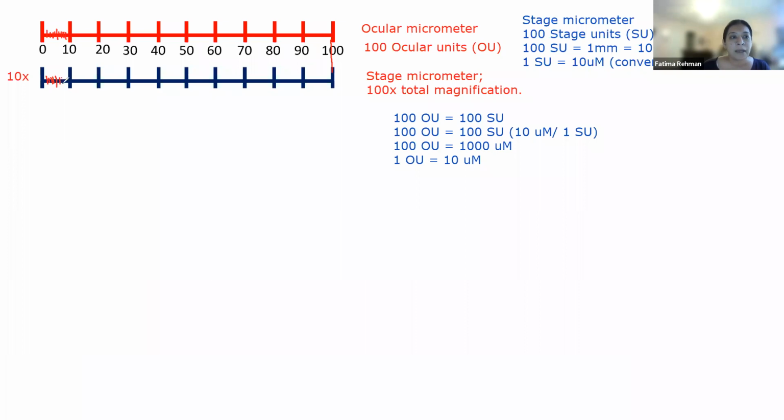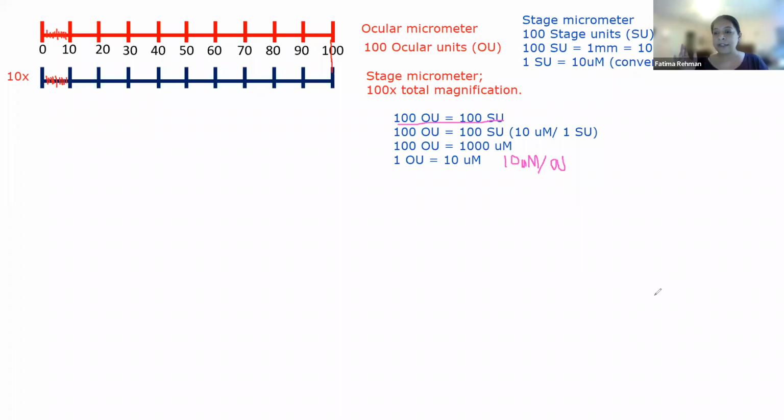But let's say this was my stage micrometer. And let's say I have a cell. Ocular unit to stage units is gonna be this: 100 ocular unit is equal to 100 stage units. And then for that last column, you're gonna write 10 micrometer per ocular unit. That's gonna be the calibration.